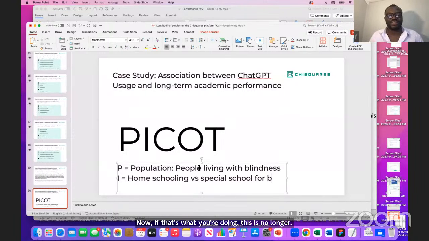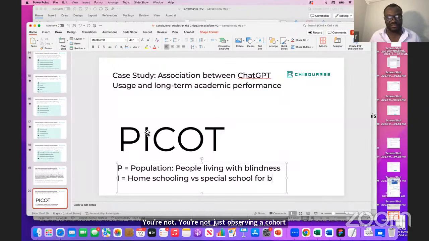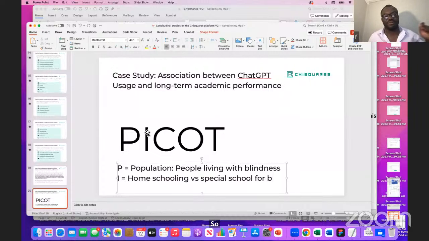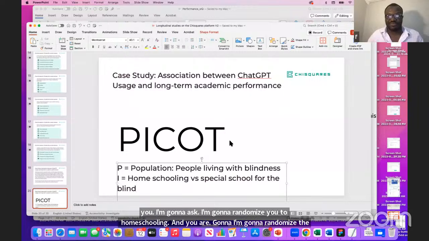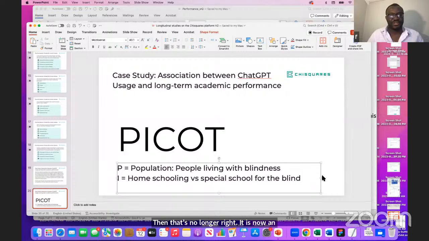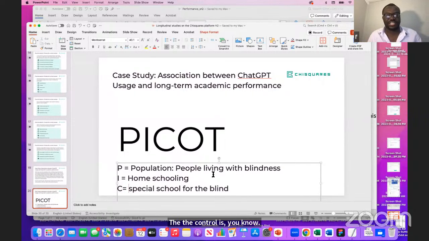Because in this case, once you intervene, remember, interventional studies are where you, the investigator, are intervening. You're not just observing. A cohort study is an observational study. So if you, in this case, are assigning treatment, you're the one saying, I'm going to randomize you to homeschooling, and I'm going to randomize you to special school for the blind, then that's no longer a cohort study, right? It is now an experiment. It's a randomized trial. And so the intervention is homeschooling. The control is individuals who go for special school for the blind.